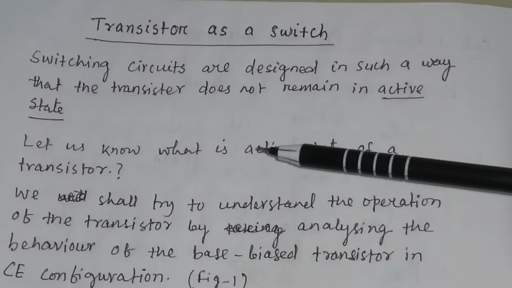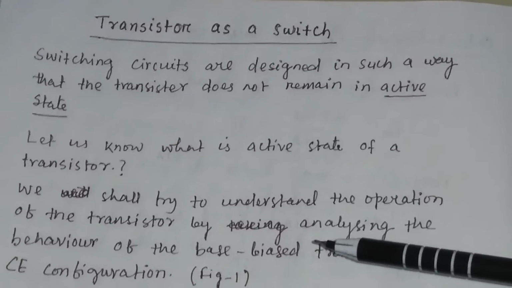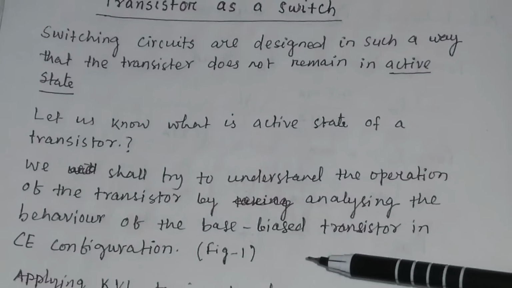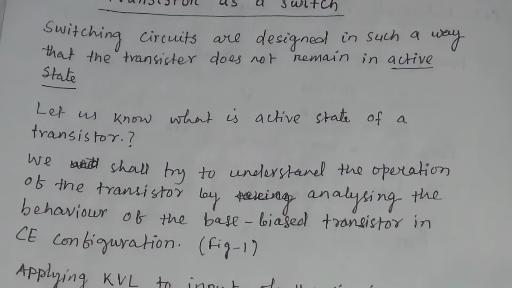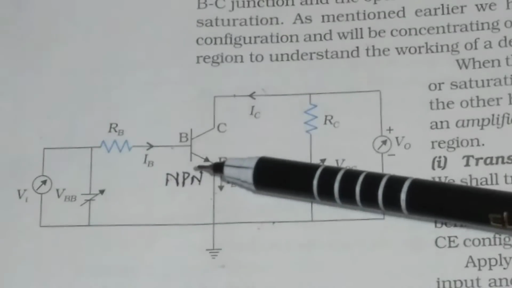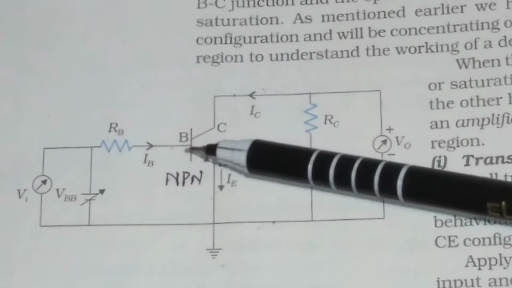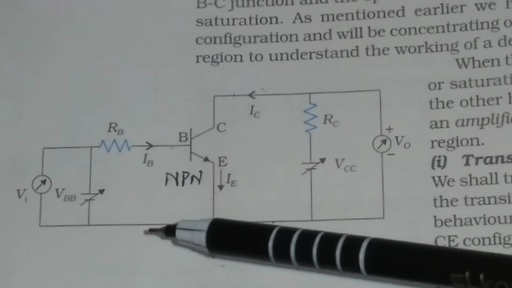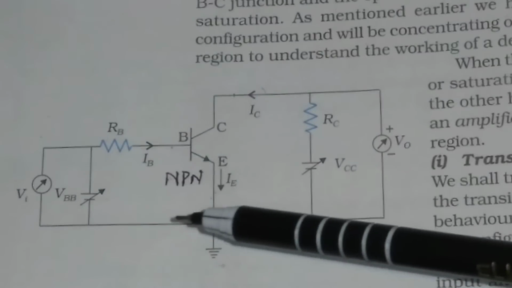So let us know what the active state in a transistor is. We shall try to understand the operation of the transistor by analyzing the behavior of the base bias transistor in common emitter configuration. You see in this figure, it is an NPN transistor and it is in common emitter configuration. The emitter is common to the base and also the emitter is common to the collector. And it is base biased.